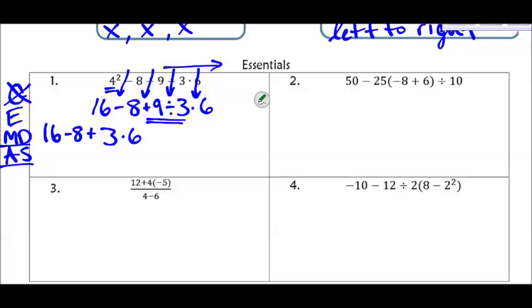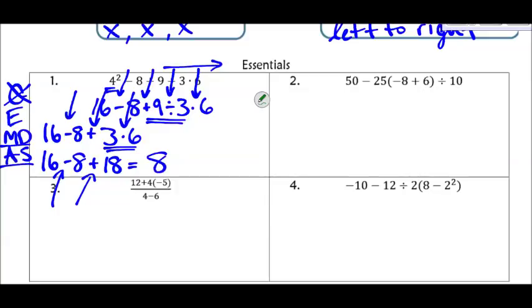Now I can do that multiplication. I have subtraction, I have addition, I have multiplication. Multiplication has to happen next. So now I do 16 minus 8 plus, just that part changes, 3 times 6 is 18. Now I have subtraction and addition. I have to work that left to right. Before you add, you have to do the subtraction. You're going left to right. That subtraction before that addition would give me 8 plus 18. And 8 plus 18 gives me a final answer of 26.